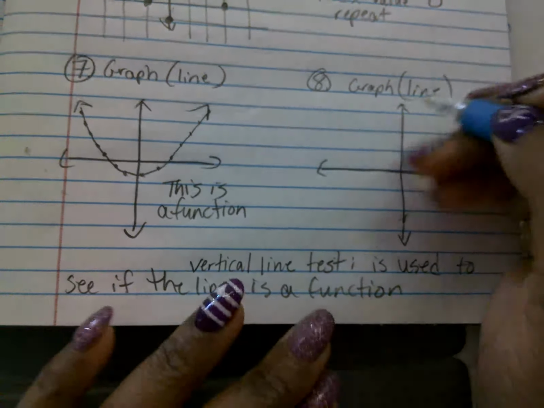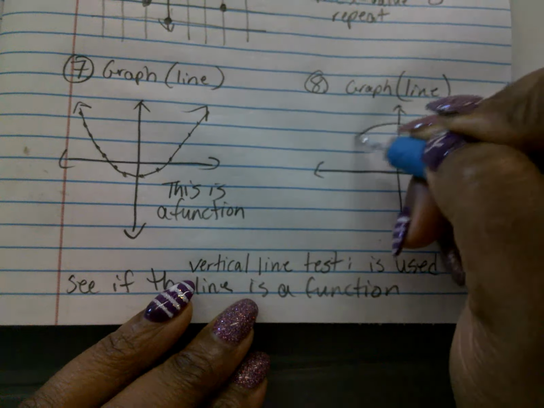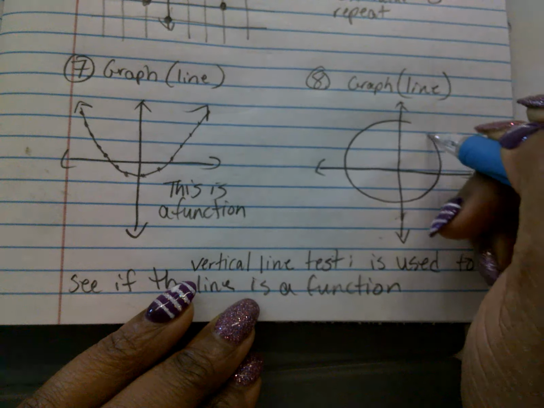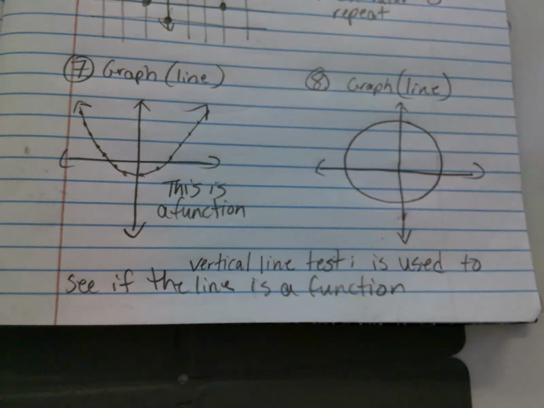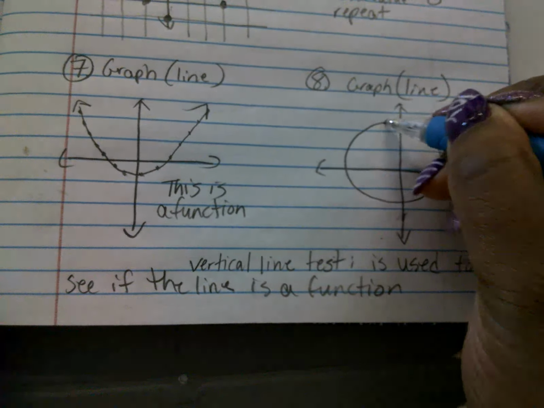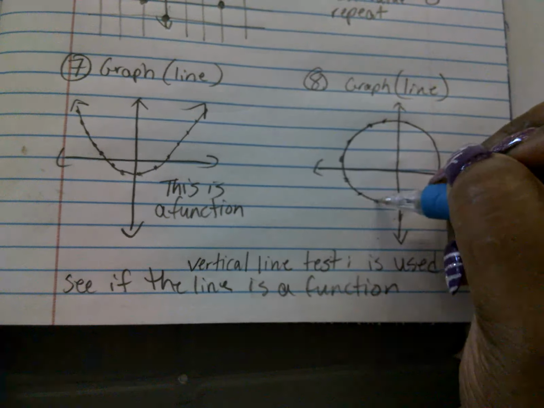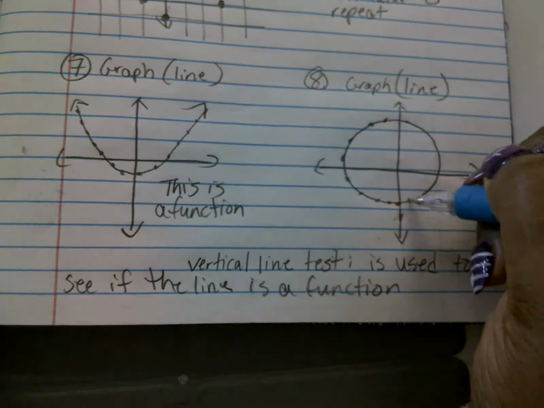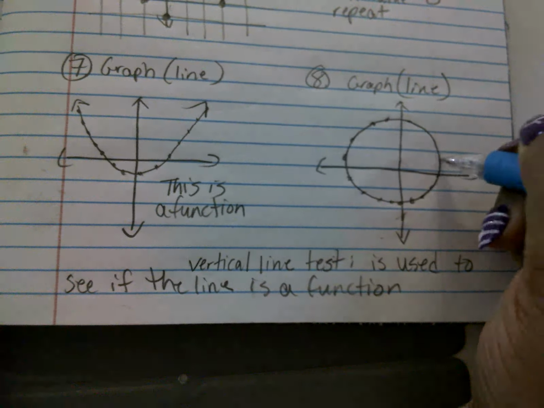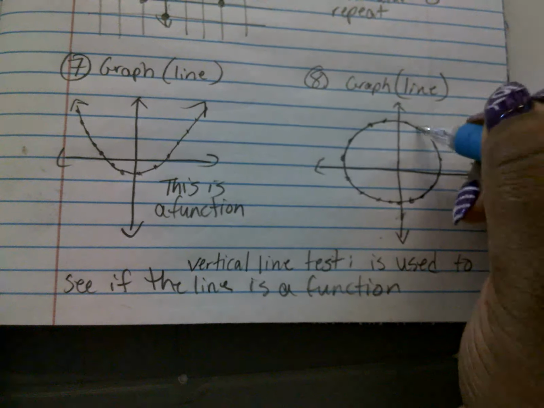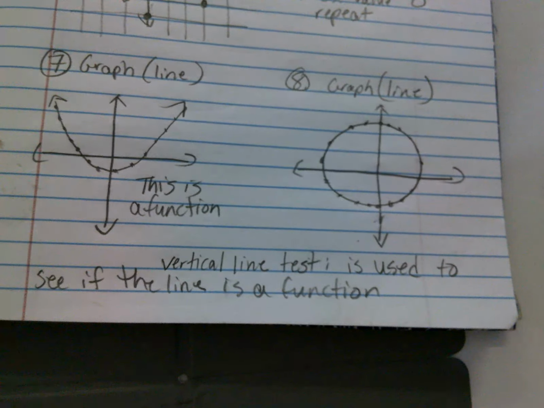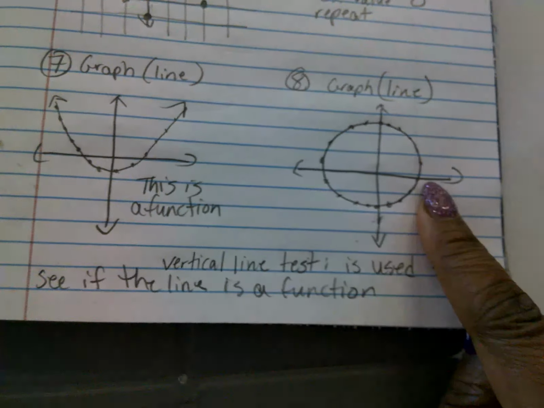Let's do this one and see what you think about this one. Pause for the class. Give you a minute to think about the circle. Function or not a function? What do we think about this one? If we were to put ordered pairs on the line, would any of these ordered pairs have the same x value? Yes or no? Yes, they would. This is not a function.